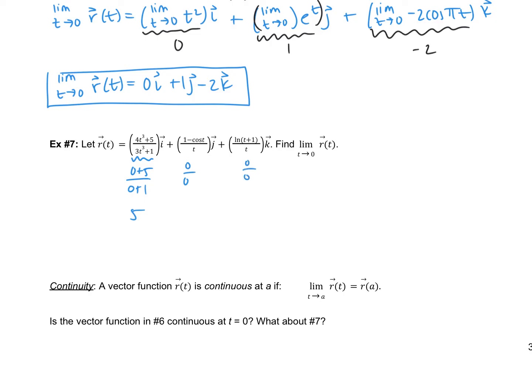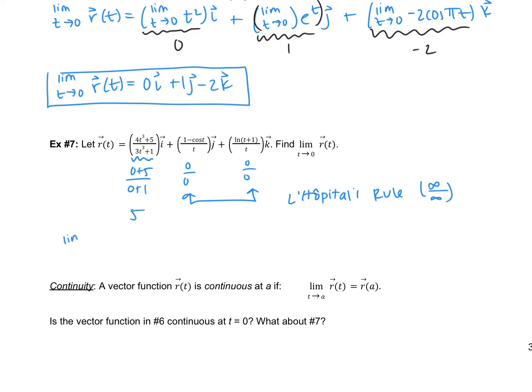Okay, so this is a throwback to Calculus 2 or Calculus BC. Anytime you get 0 over 0, if you remember, you're going to use L'Hopital's rule. Remember, you can also use L'Hopital's rule if you get infinity over infinity. L'Hopital's rule just says take the derivative of that function.